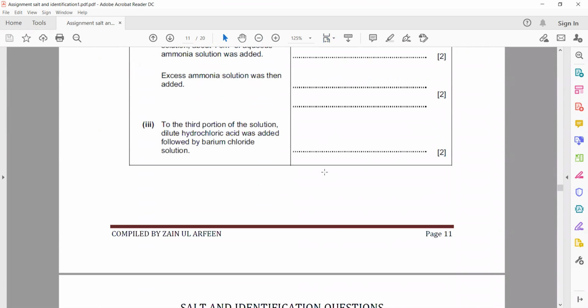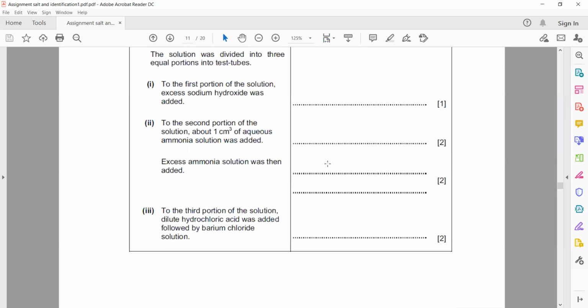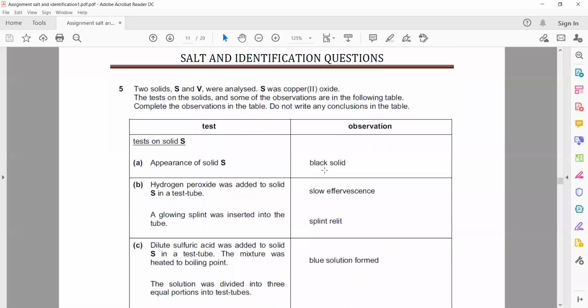This is page number. I already shared this file with you. This is page 11. Question numbers are not in order. That's why I did not say the question number. It's written 5, but it's not in order. So page 11.